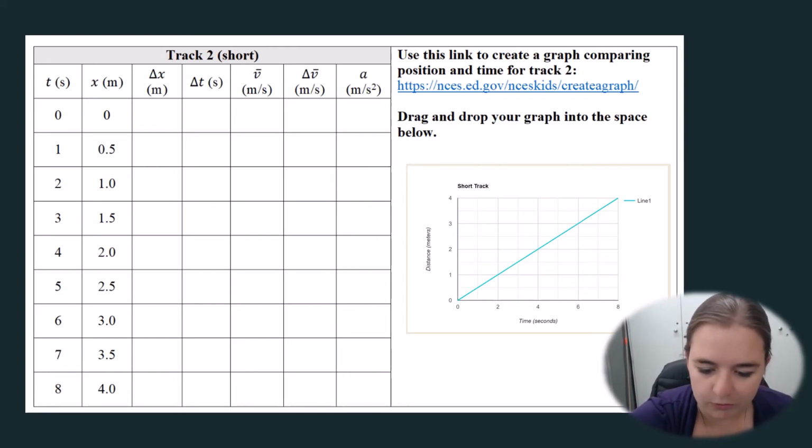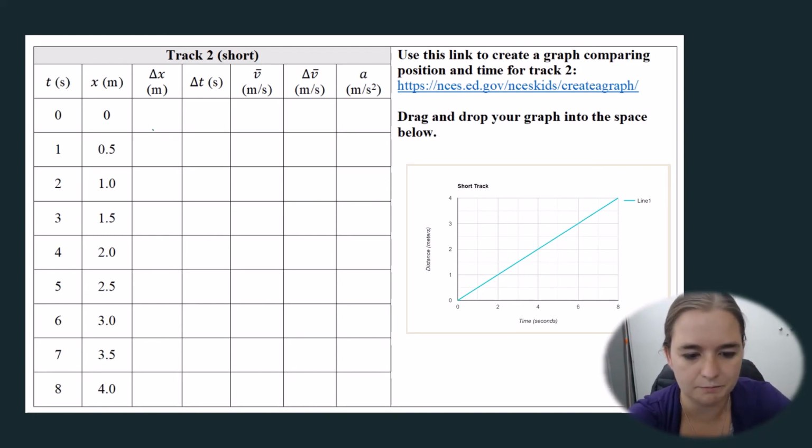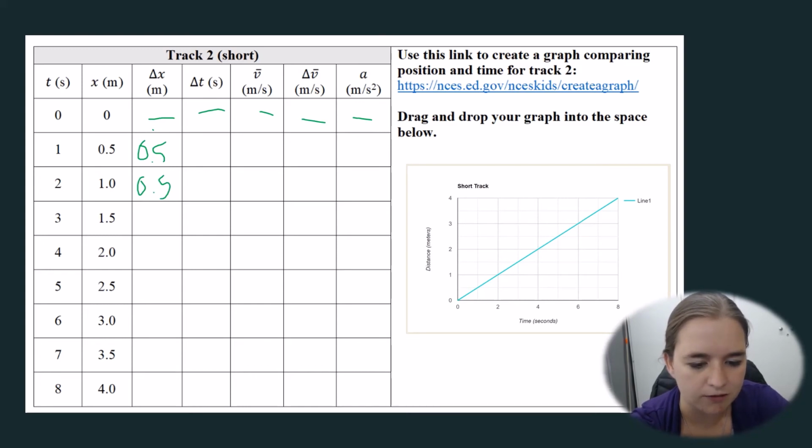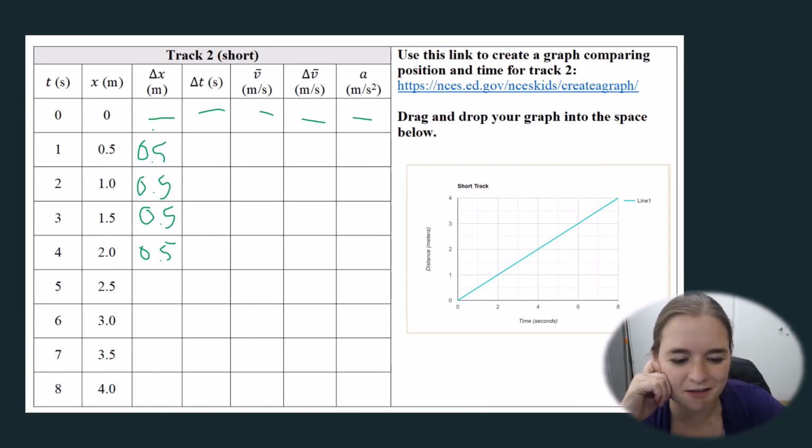Let's do green this time. Again, that first box doesn't really have anything to fill in. I can fill in dashes or zeros. My delta x tells me change in position. My change in position from 0 to 0.5 is 0.5. From 0.5 to 1 is 0.5. From 1 to 1.5 is 0.5. From 1.5 to 2 is 0.5. You should notice a pattern, fill in the rest of that column.